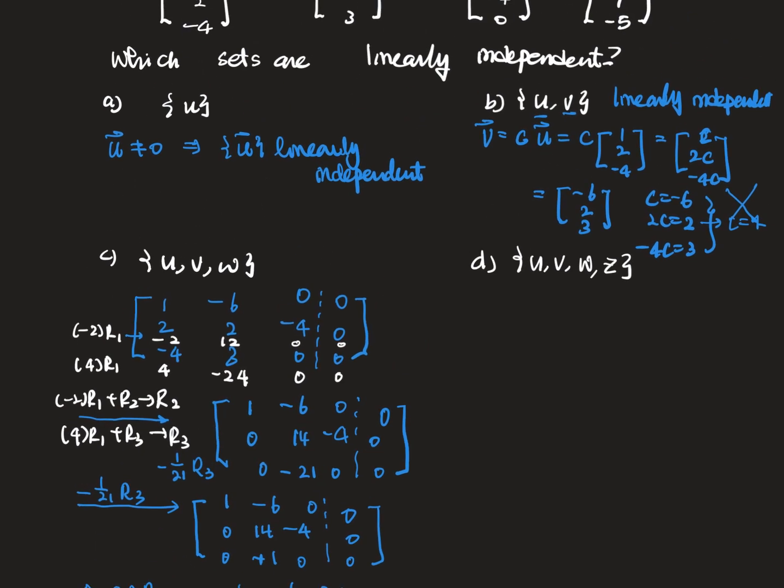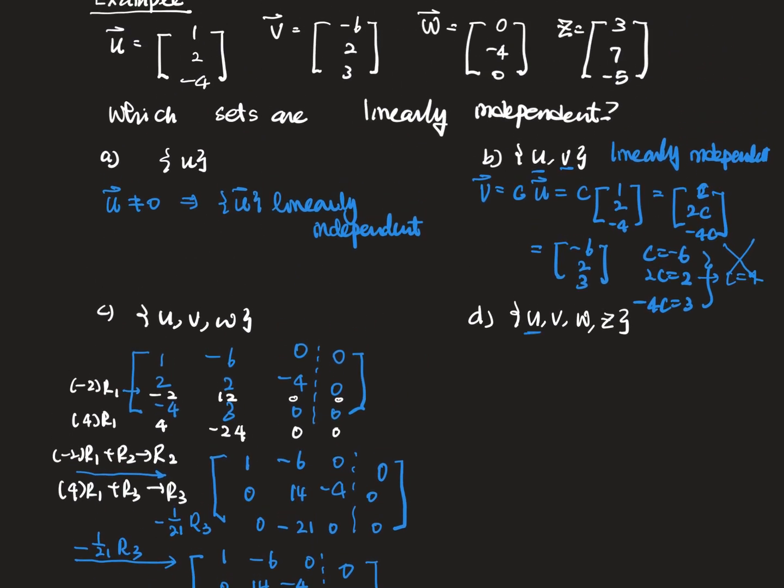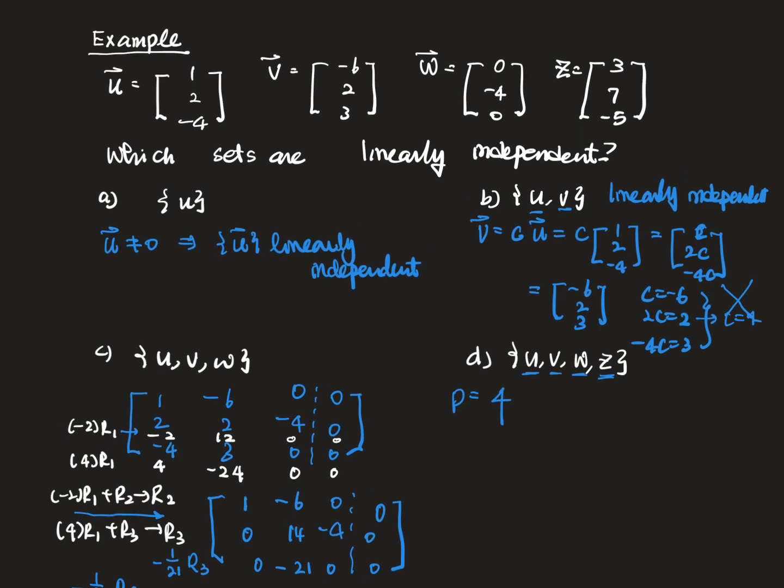Fourth part. How many vectors are here? There are 4 vectors u, v, w, g, so p is 4. Each vector is in R3 since it has 3 entries, so n is 3. The number of vectors p is bigger than n, which means u, v, w, g are linearly dependent.